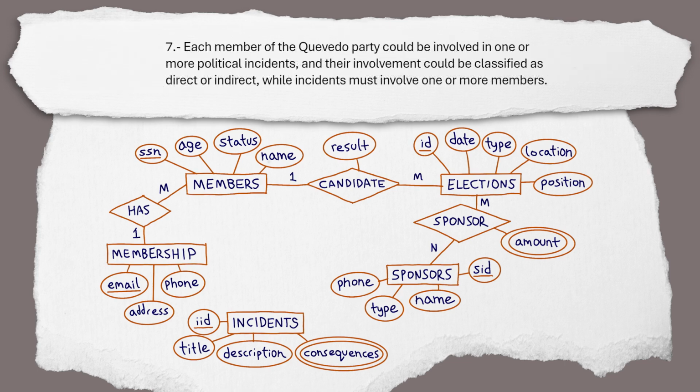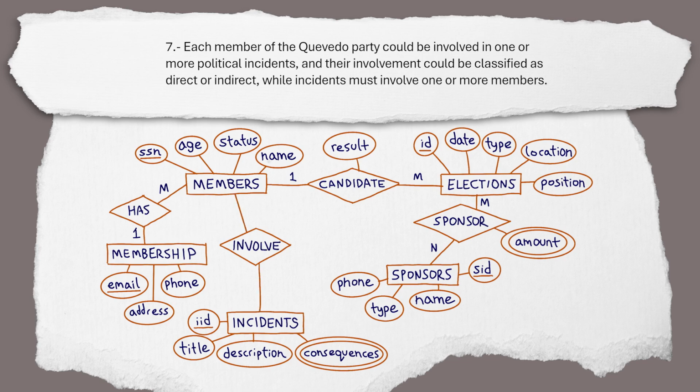Now, for the next one, that is number 7. Number 7 says each member of the Quevedo party. So again, we're talking about members. Remember, members is already in the diagram. Could be involved in one or more political incidents. So now incidents is also already there. So then it's talking about an involvement. So then there is a relationship here between members and incidents. We can call that involved. So a member can be involved in an incident.